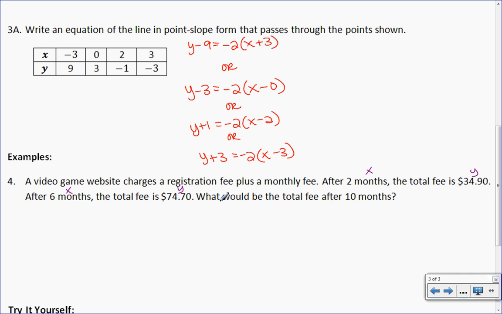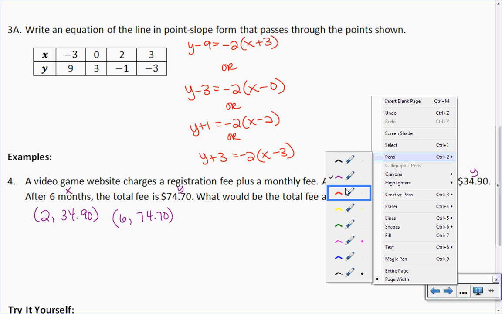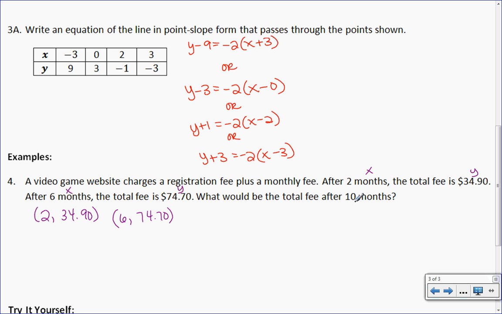So this may not have looked like it originally, but what we really have here are two ordered pairs. The first one is 2 and $34.90. The second one is 6 and $74.70. So in order to find what the total fee would be after 10 months, what we're going to want to do is use these 2 points to write an equation, and then use that equation to find the fee after 10 months. So from here, we'll do these just like we did the previous few examples.